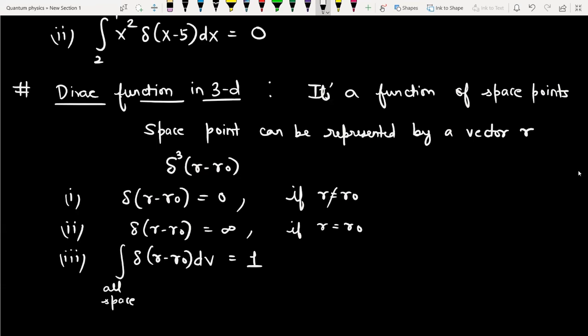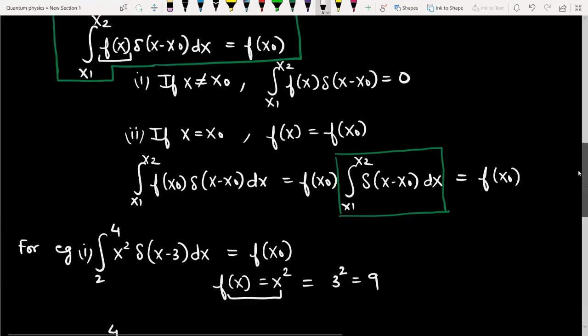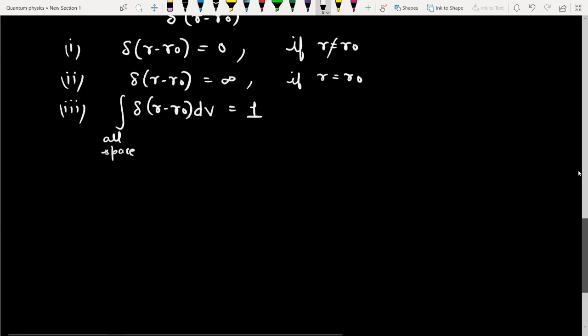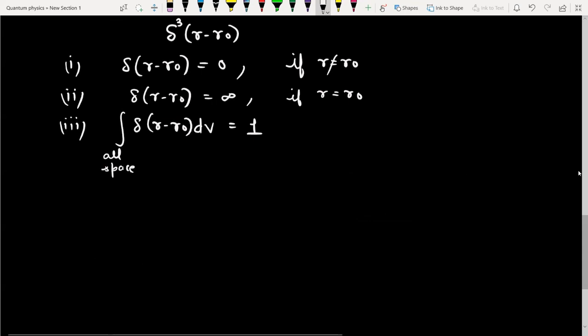Yeah, and again, like we did previously, where is this particular contribution coming from? Except at r equal to r naught the function is 0. If r is not equal to r naught the function is 0. So where is this contribution 1 coming from? It obviously comes from the point where r is equal to r naught. And if the contribution is coming only from that point, it doesn't matter that we integrate over the entire space.